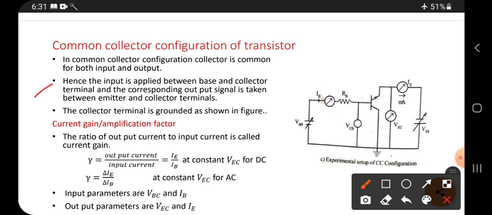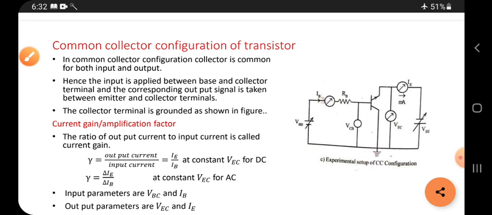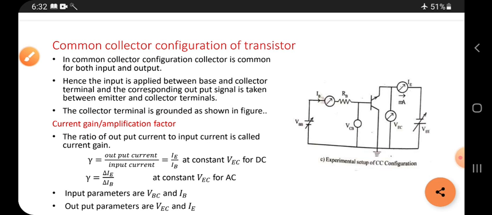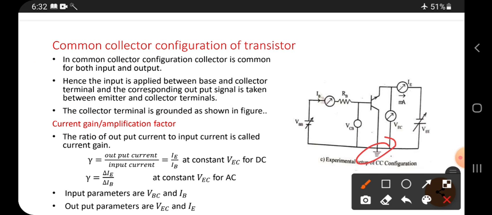Next, the input is applied between base and collector, and the corresponding output signal is taken between emitter and collector. So emitter and collector is the output section, and this is the input section. Now the collector terminal is grounded as shown in the figure. Yes, it is grounded here, so that we can see it clearly.